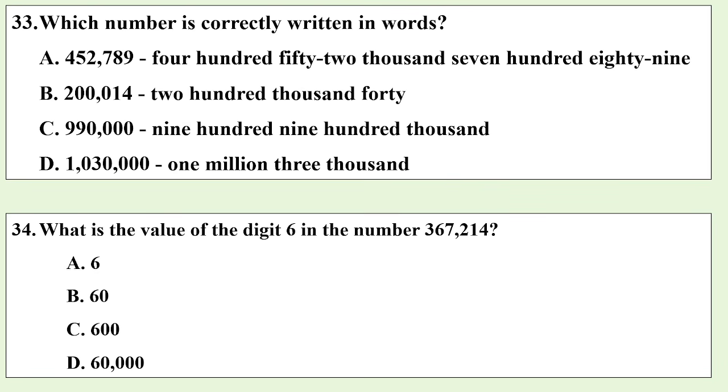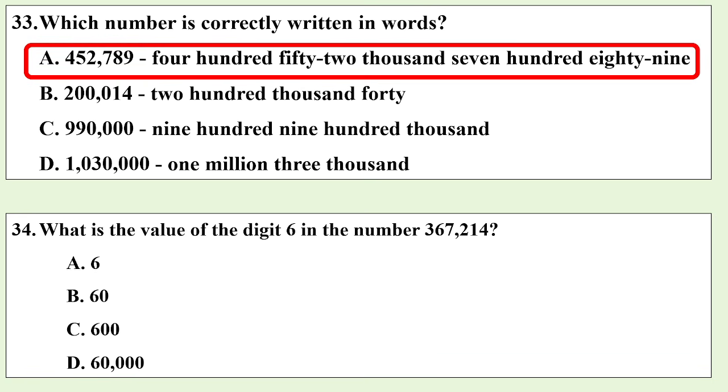33. Which number is correctly written in words? Letter A, 452,789. 34. What is the value of the digit 6 in the number 367,214? So the answer is 60,000.